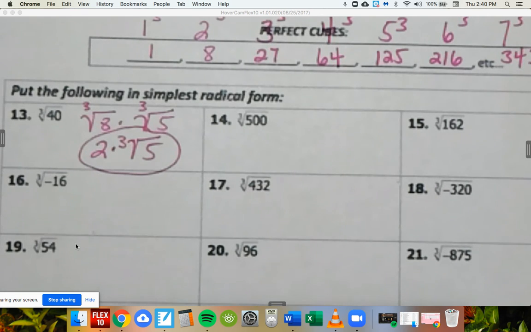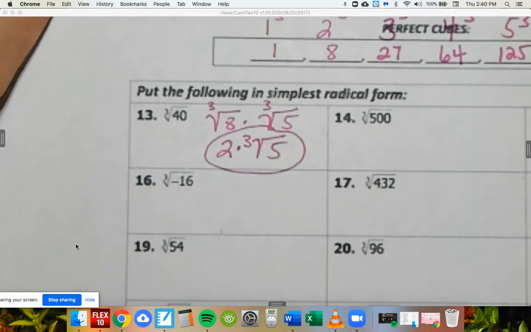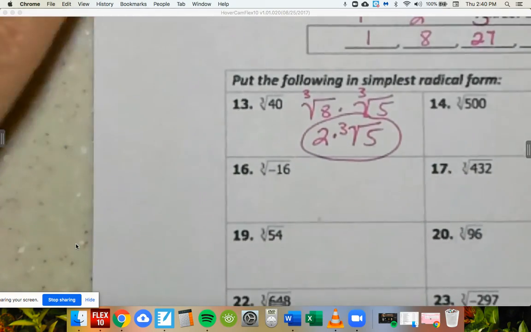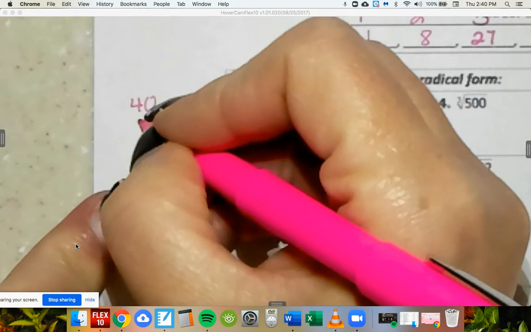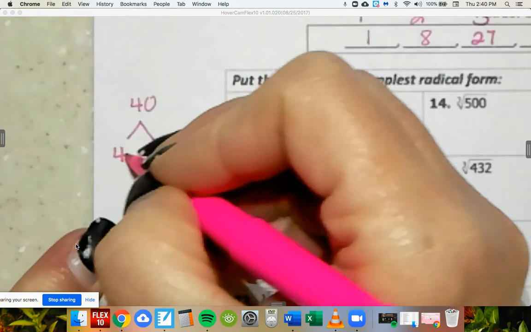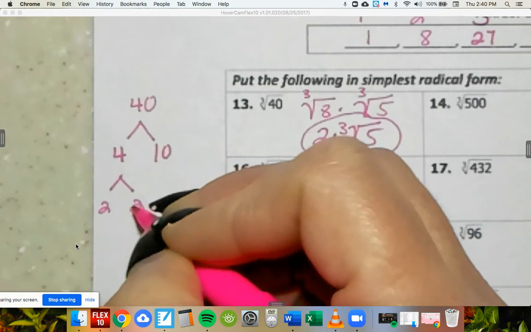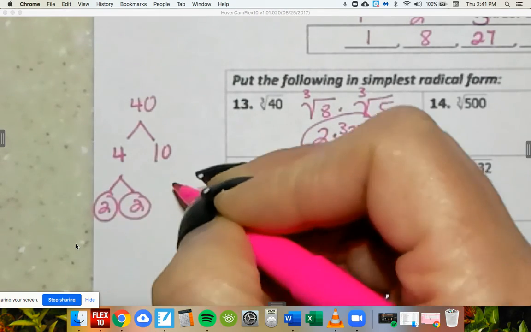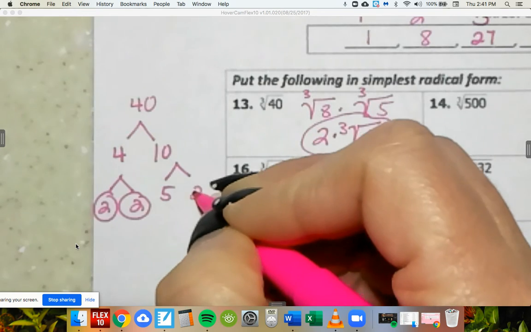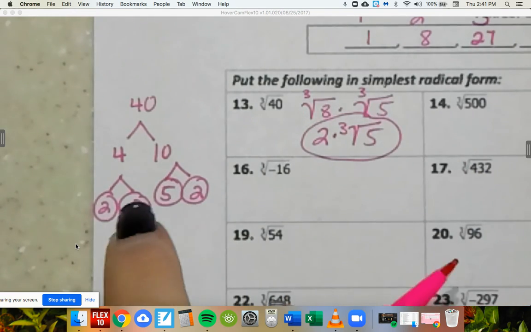Now let me show you how you can use prime factoring, because it works for this as well. You could take 40 and let's break 40 down. Any two numbers that multiply to get 40. I'm going to choose 4 and 10. Neither of those are prime. So I keep going until I've got a list of all primes. So I've got 2 and 2 and 5 and 2. I've got all my prime numbers now.